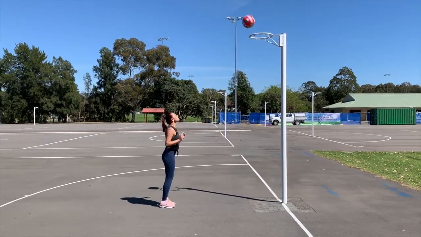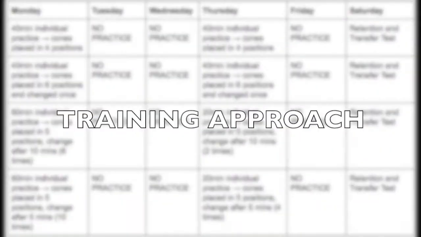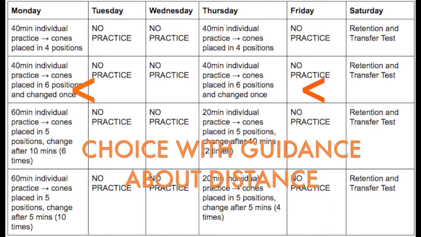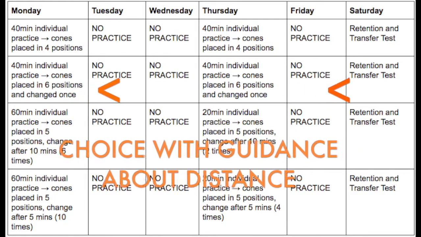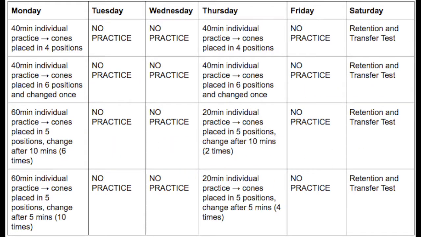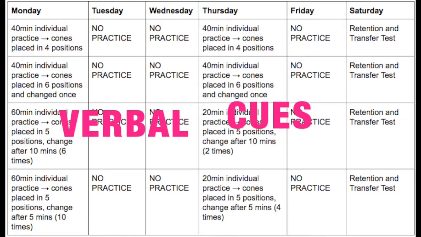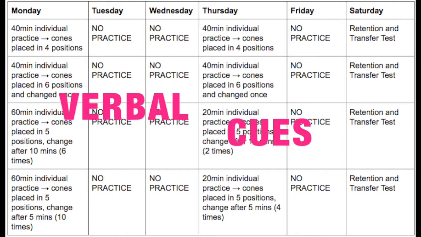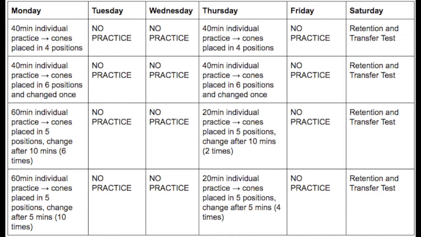The training approach for this program is to emphasise guided discovery learning. The learner is given choice about the location of practice shots in all sessions, however the coach will suggest different distances from the post. This allows the learner to discover the finer details of the shooting technique in a supported way. Verbal cues are used to focus the learner's attention to the feeling of the movements, which is internal attention.